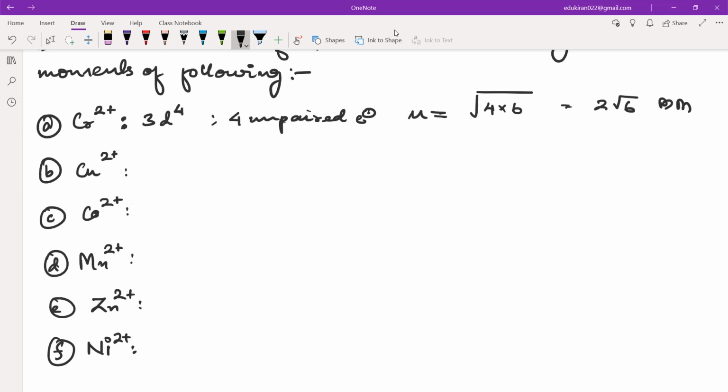Okay, copper 2 positive. What is the atomic configuration for copper? Copper is essentially 4s1 3d10. Now here it will be 3d9. How many unpaired electrons? 1. How many unpaired electrons, guys? 1.